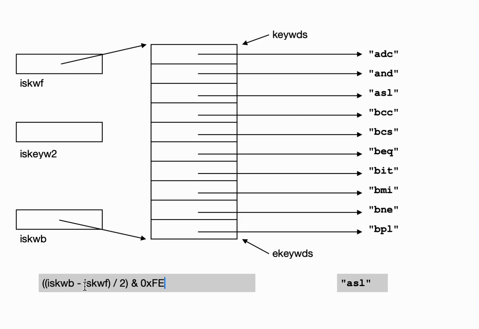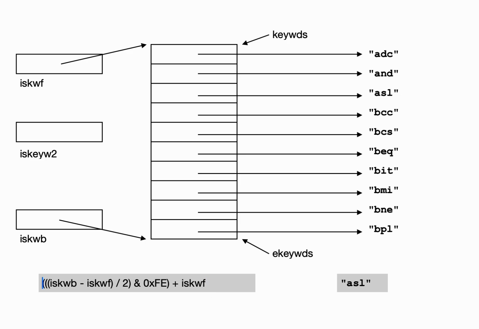Okay, so this will give us now an even offset into this table. And then we take that result and add it to isKWF, and that changes it from an offset to an actual pointer. So in this case, we have 10 entries. That's 20 bytes. So isKWB minus isKWF is 20, divided by 2 is 10. Clearing the low bit, it stays 10. And then we say isKWF plus 10.